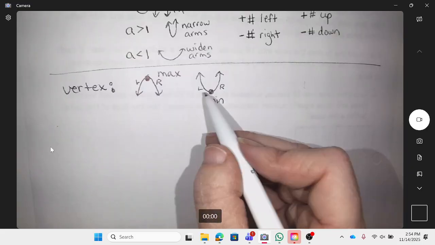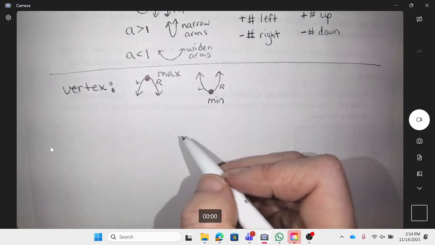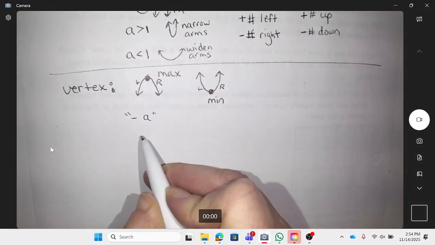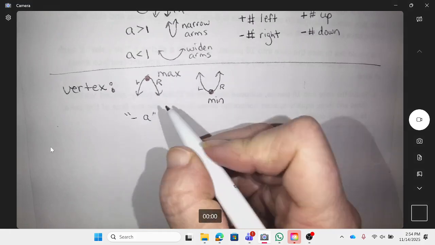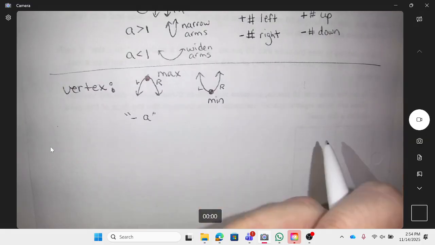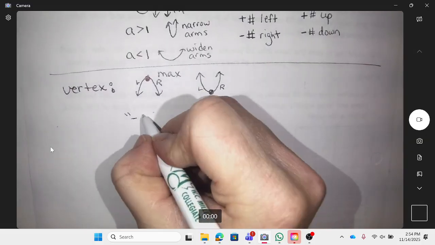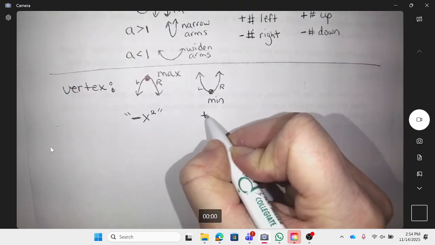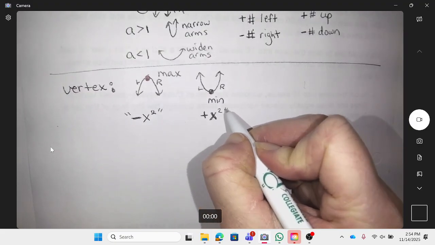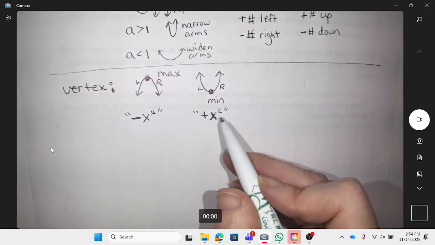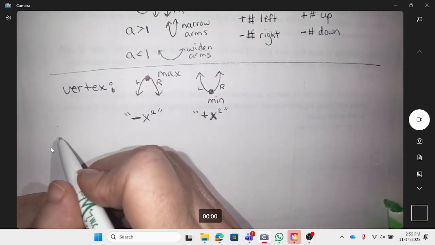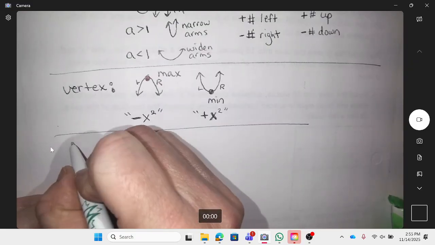Okay, what causes those to be different? If your A is negative, or whatever. If you just have negative x squareds, right? Or if you have positive x squareds. So, right? Negative x squareds, flip it. So we have to be careful with that. Okay, what did we do next? Let's go domain.